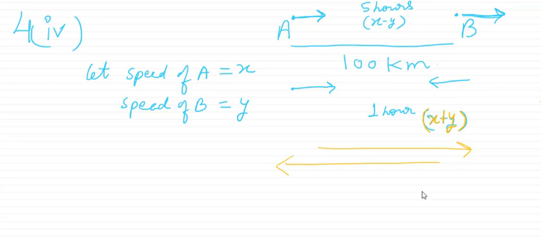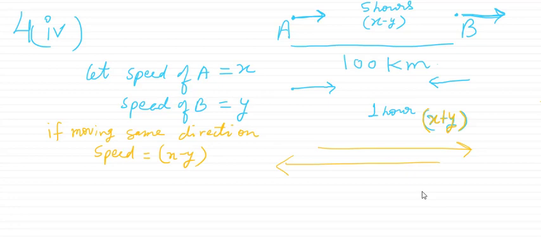So in the second case, we are adding the speeds of both cars A and B as they are moving in opposite directions. So the relative speed we will add. If moving in the same direction, we are subtracting, so you can take the speed as x minus y.